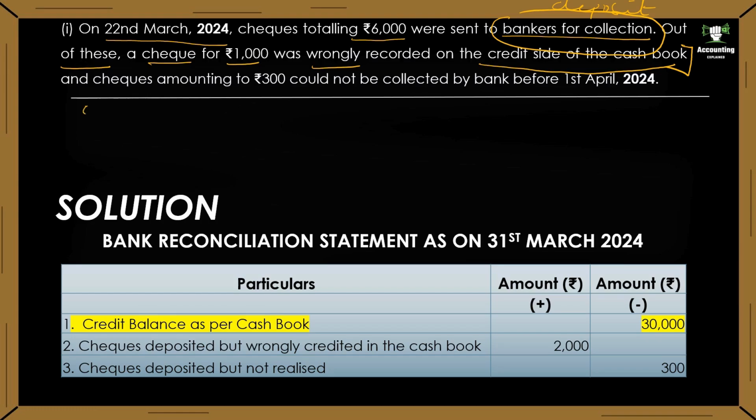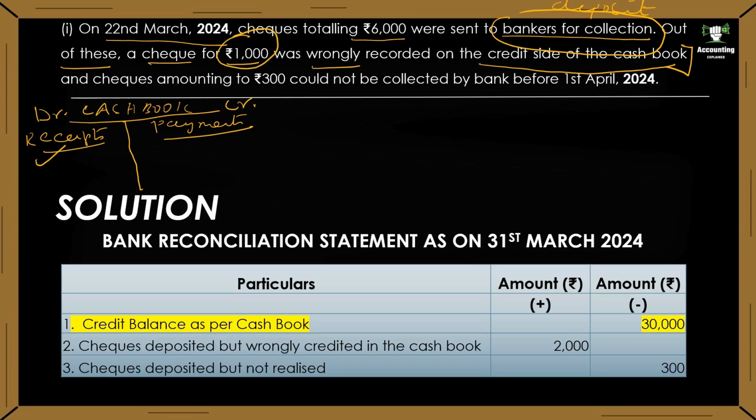So when you deposit a check in the cash book, what will we do? We know the format of the cash book. The cash book will be like this in the T format. On the left debit, on the right credit. On the left side it will be receipts and on the right side it will be payments. Okay. So instead of putting the amount of rupees 1,000 on the receipt side, they have put it on the credit side, that is on the payment side.